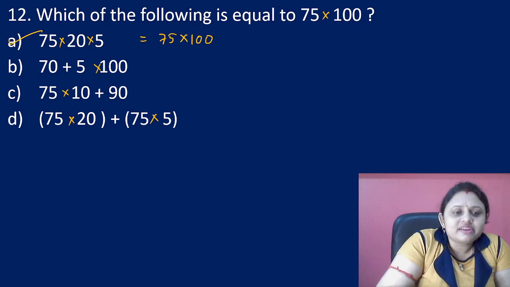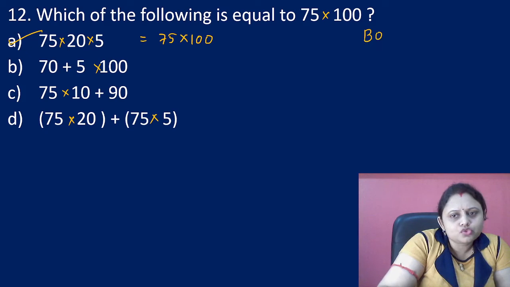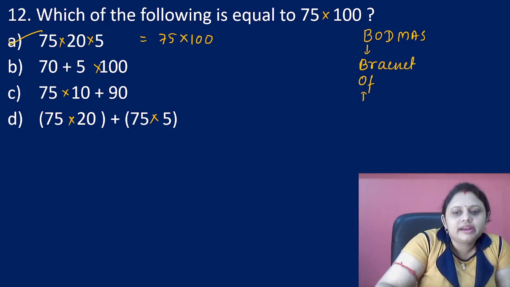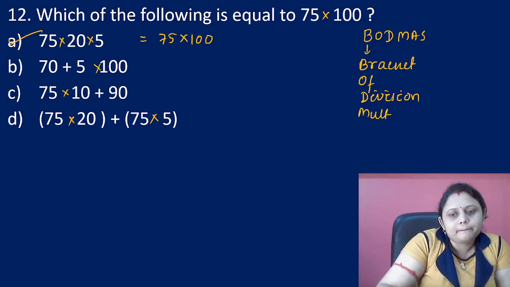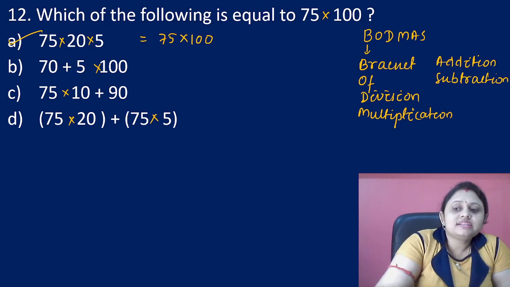Okay, but we will check the other options too. Why? Because you will learn something from these options also. What? 70 plus 5 into 100. So students, do you know about the BODMAS rule? That is not about mischief. This is the BODMAS rule. B for bracket, O for of, D for division, M for multiplication. Then A for addition, S for subtraction. Okay, so this is the order.